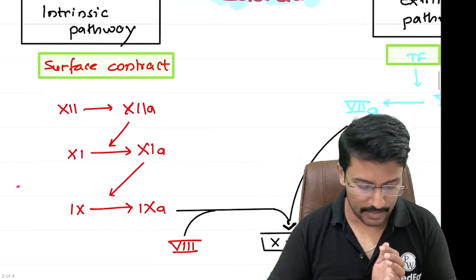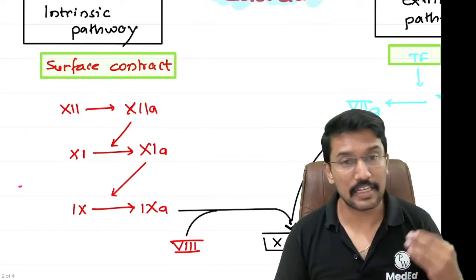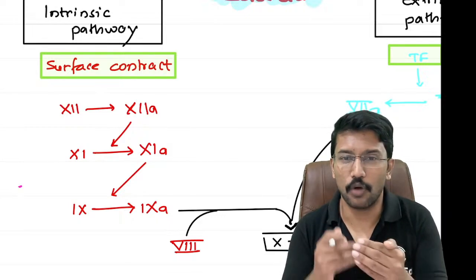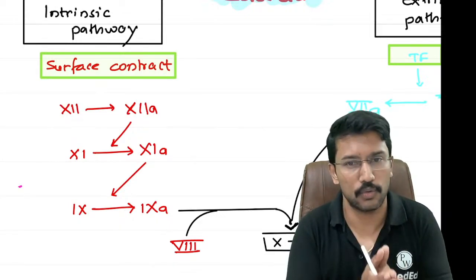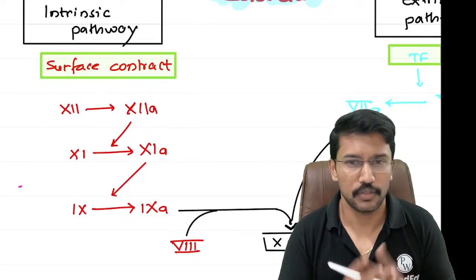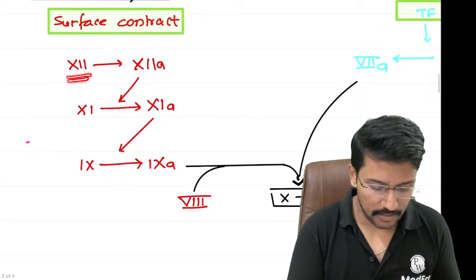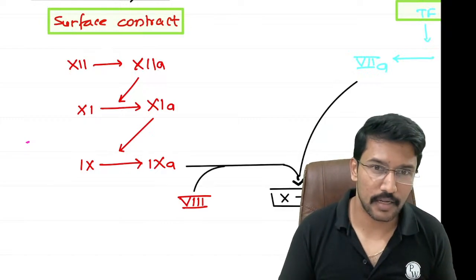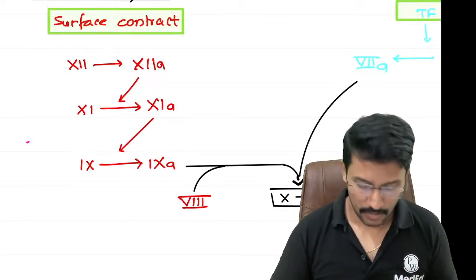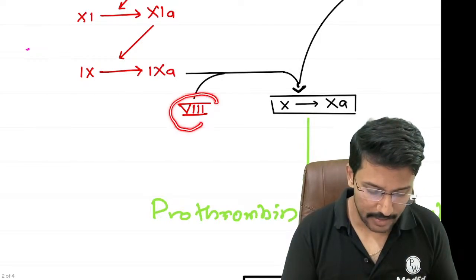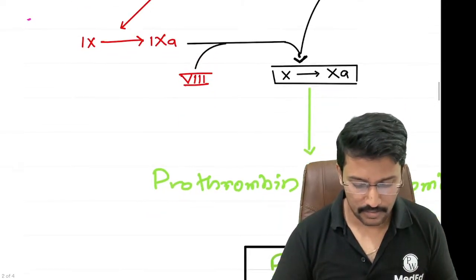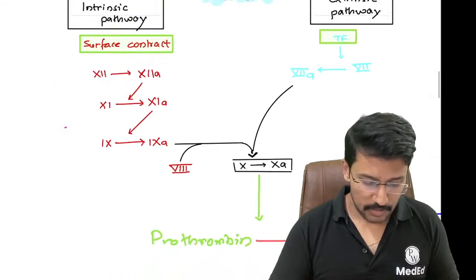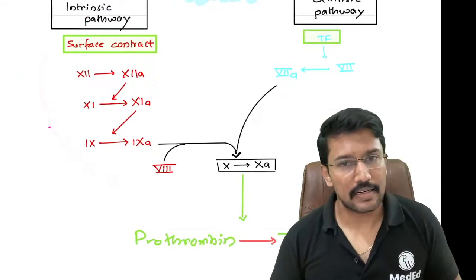Well, there is another cascade which gets activated with surface contact. We call it the intrinsic pathway. Whenever it comes in contact with any surface other than the endothelium, it gets activated. In this cascade, we start with factor 12. 12 becomes activated to 12A. That activates 11. That activates 9. And then with the help of factor 8 and the activated 9, we activate factor 10 to factor 10A. So this pathway is what we call the intrinsic pathway.